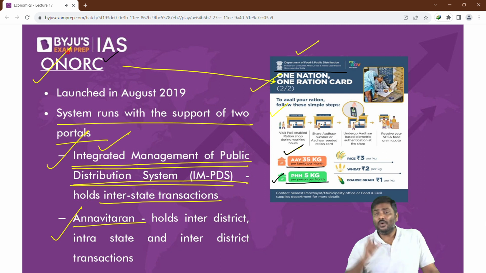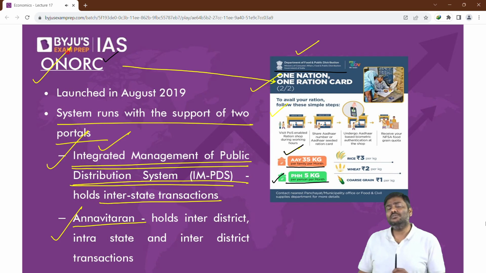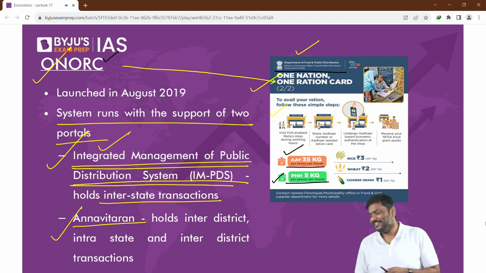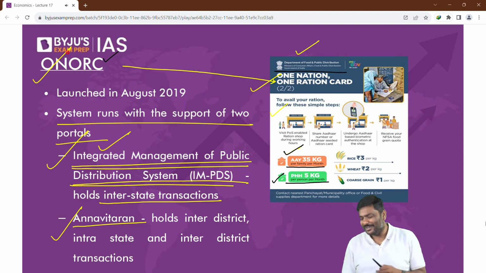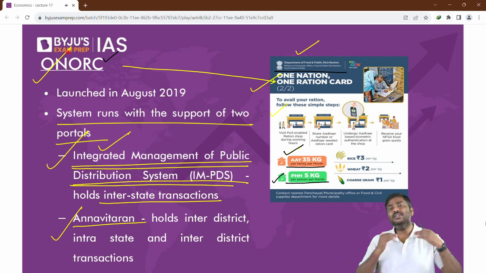Okay, done. Right. So all of these are the importance of ONORC, and I'm unable to understand why you people are not able to understand what I'm explaining here. There are two students who are asking me, sir, if labor will move from one state to another state, how will the other state come to know how much food grains they will have to store? My dear, then what is the use of IMPDS?